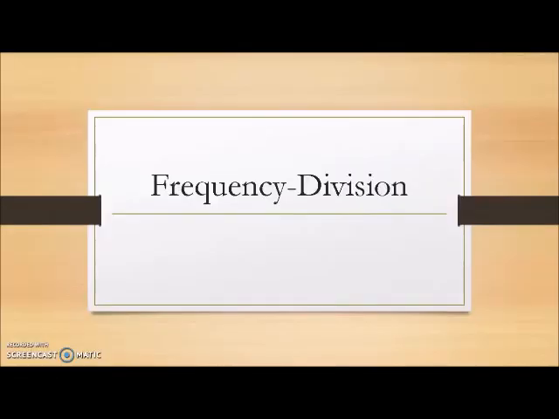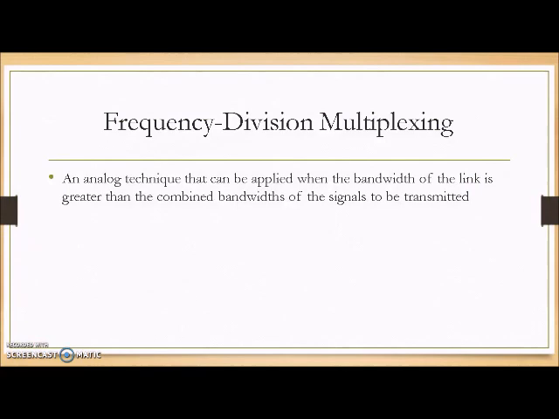Hi, I'm Jobs Michael So, and I will be discussing frequency division multiplexing. Frequency division multiplexing is an analog technique that can be applied when the bandwidth of the link is greater than the combined bandwidth of the signals to be transmitted. Common examples of frequency division multiplexing are radio and television broadcasting and the telephone systems.